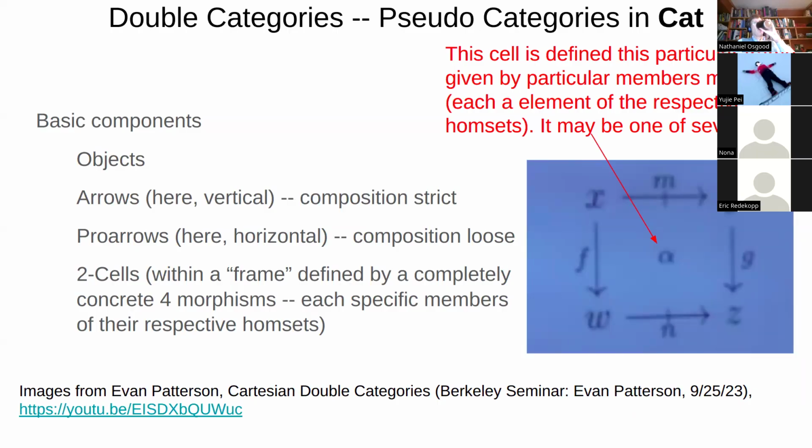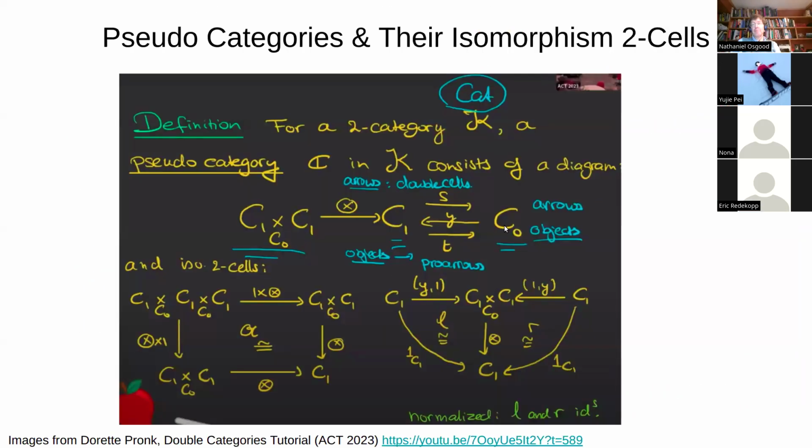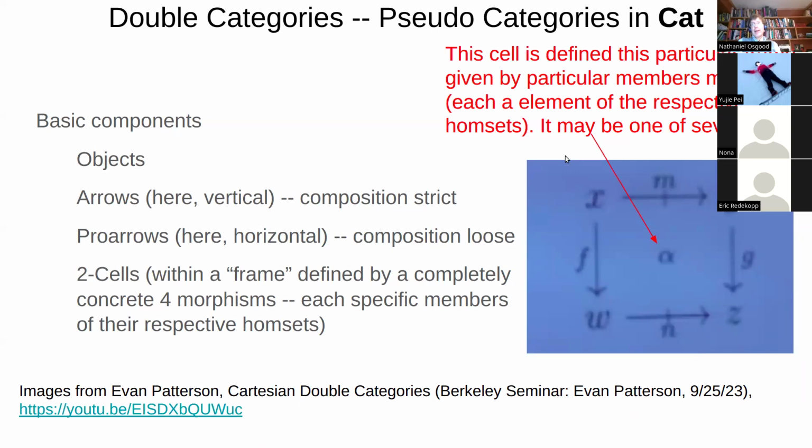Okay, so it bears noting that for each kind of object in here, you have an identity arrow. That's one of these that goes from itself to itself, like going from X to X, right? It's an identity arrow. But there's also a separate identity pro arrow from it to itself, and that isn't necessarily unital.